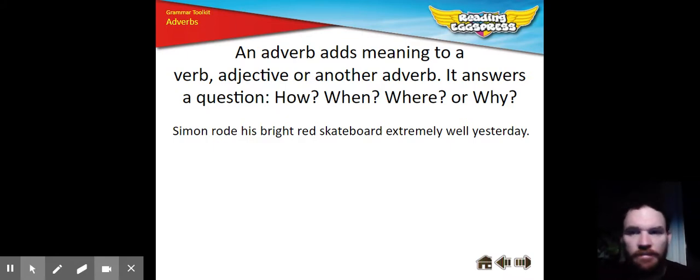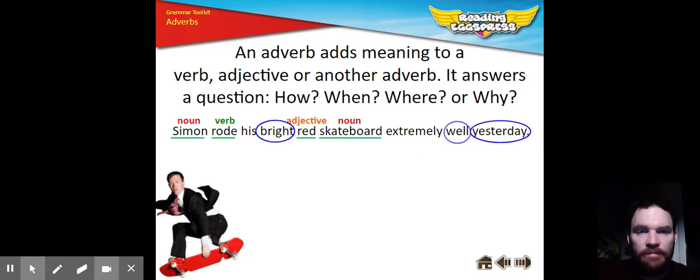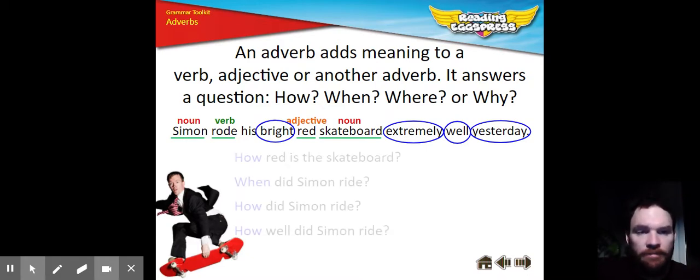Here's a sentence. Simon rode his bright red skateboard extremely well yesterday. This sentence already has nouns and verbs in it. It has the nouns Simon and skateboard. It has the adjective red, and it has the verb rode. It also has a number of different adverbs. These adverbs each answer one of those questions: how, when, where, or why.